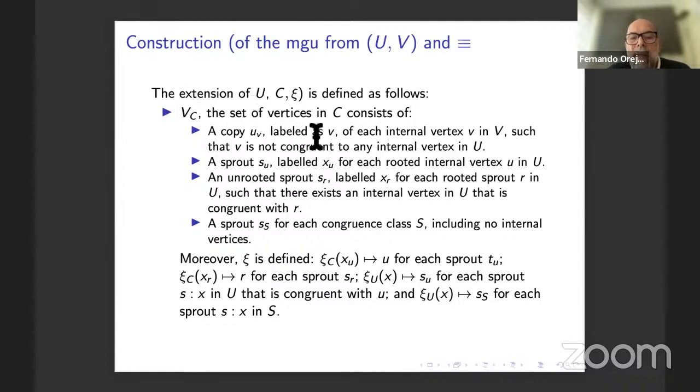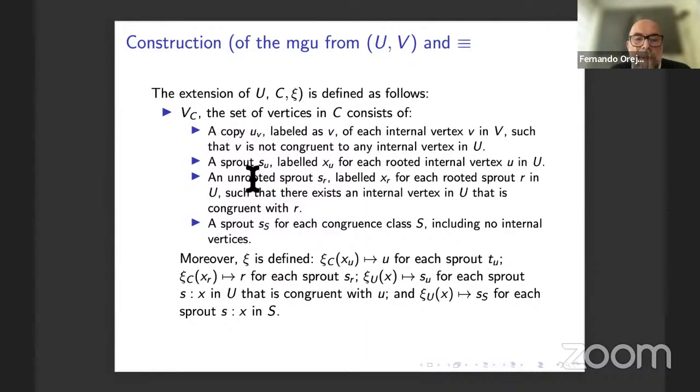On the one hand, if we have an internal vertex in V, there's a problem with notation here, with V for vertex and V for the DAG, sorry. If we have a vertex in V which is not congruent to any internal vertex of U, this means that this vertex is not in U. And so in the unification, we will need to have a copy of this vertex in U. The way of having this is by putting it into the context. So this is one case.